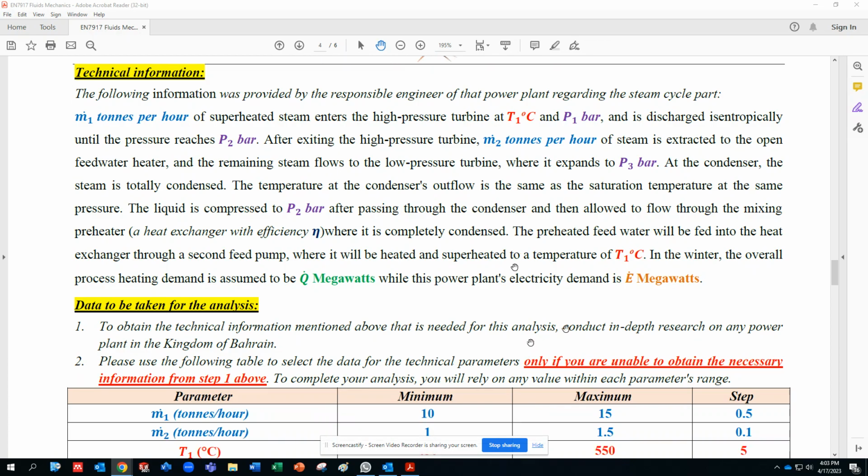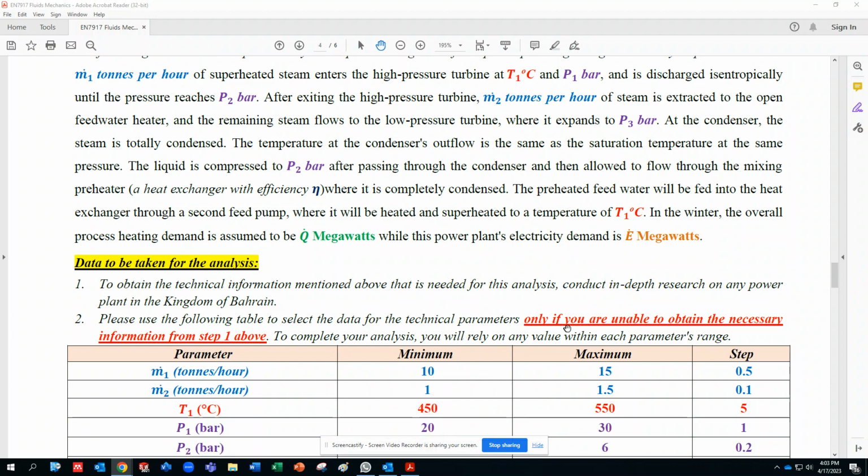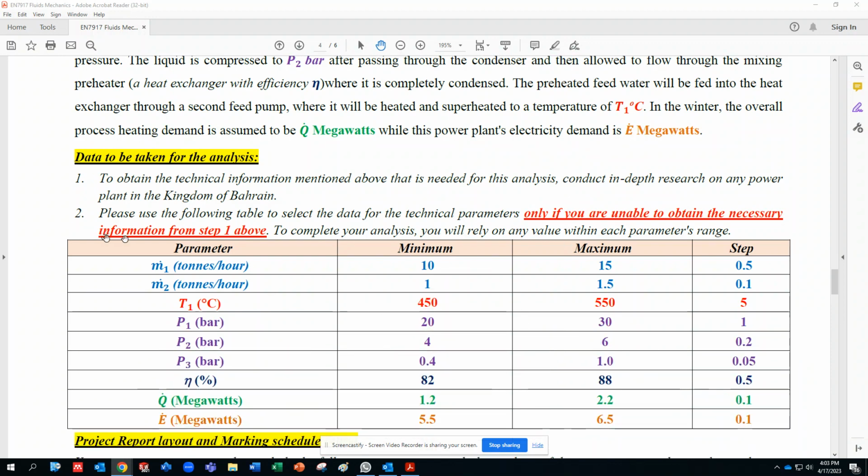Suppose you are unable to visit a power plant, or you are unable to get the data from online research, you can use the second step. The second step is the table that is provided to you, only if you fail to get the data from a power plant visit or online research. Please use the following table to select the data for the technical parameters only if you are unable to obtain the necessary information from step 1 above.